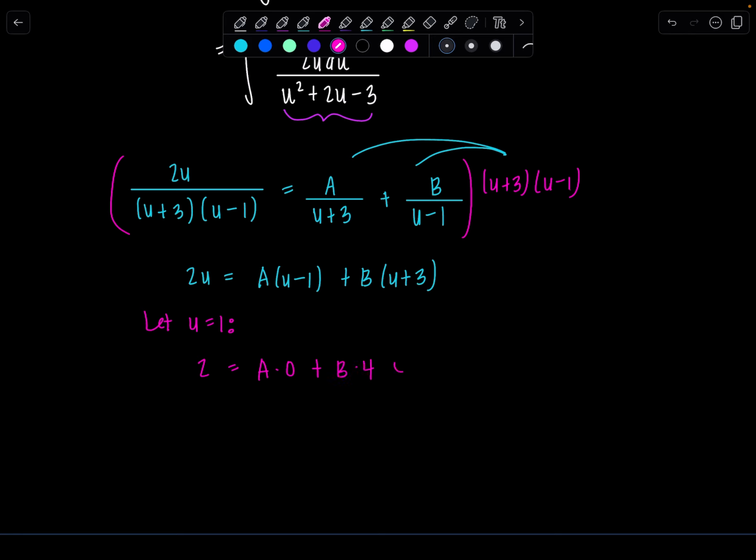So 2 equals 4b, that means b is a half. And then again, let's repeat. This time I'm going to let u equal negative 3. I'm picking values that are going to make each of these little factors 0, you see?